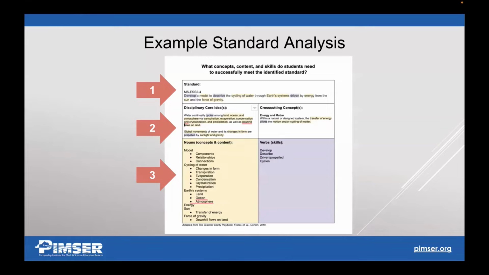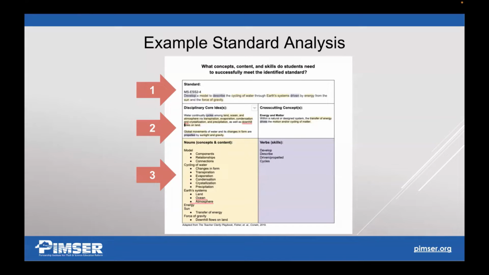In this particular standard, not every earth system is identified. They identify the land, ocean, and atmosphere. So those would be the ones that I would concentrate on in this particular lesson sequence or unit of study. Other nouns would be energy, specifically energy from the sun. Big ideas about energy would be this transfer of energy. How is it transferred from the sun, and then what effect does it have on water? And then this force of gravity and how that affects water, thus our systems. The big verbs that show up are develop, describe, driven or propelled, and cycles. Those are things that I want to keep in mind and have students doing.